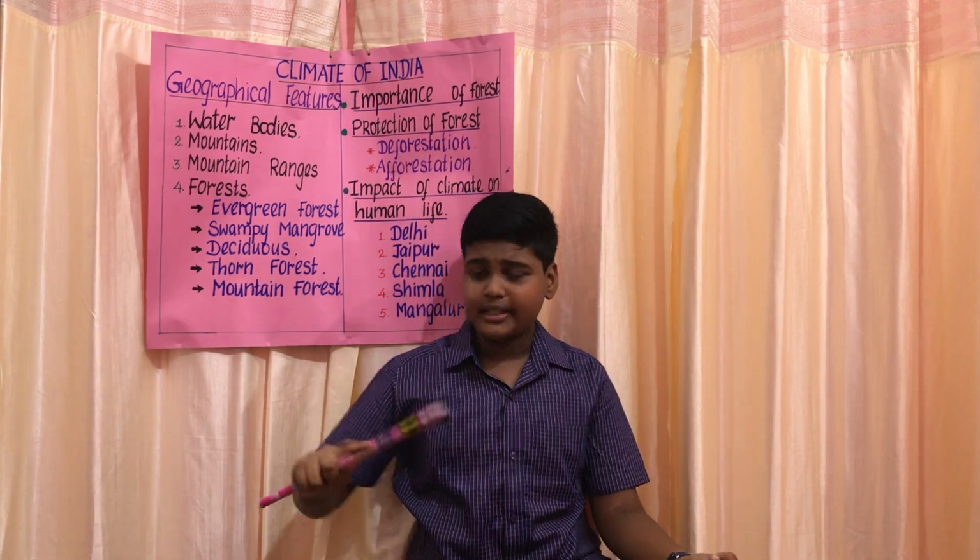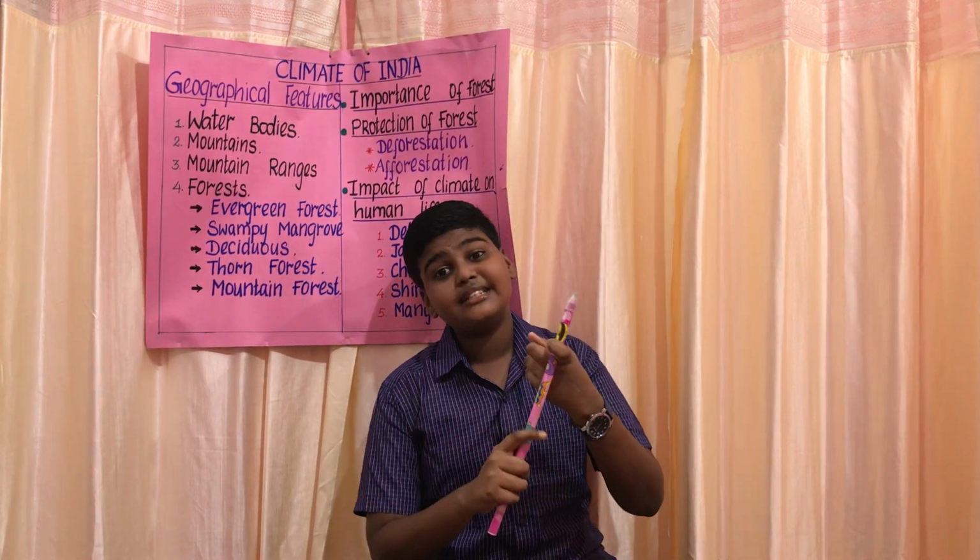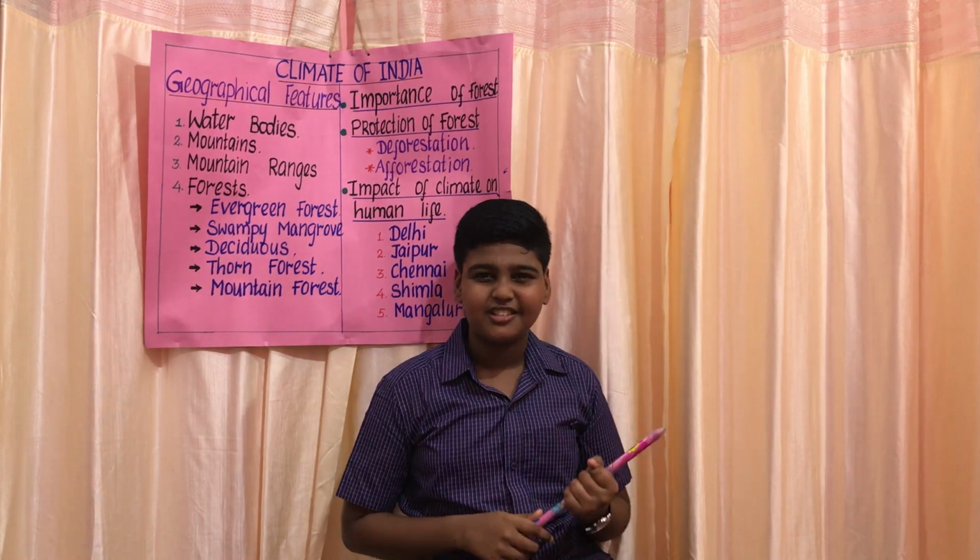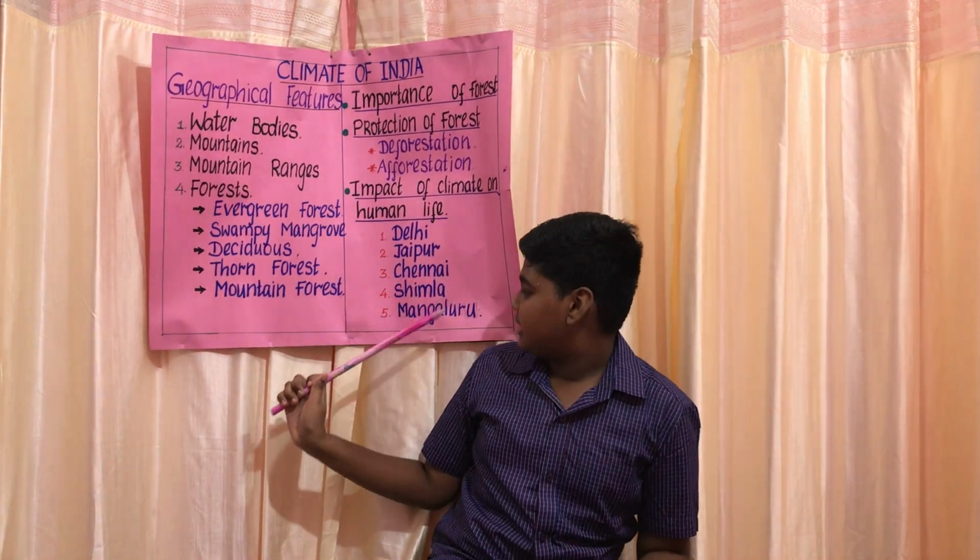The moderate temperature in Mangalore is 27 degrees Celsius to 34 degrees Celsius. So Mangalore is the same as Chennai. It also has a moderate temperature only.